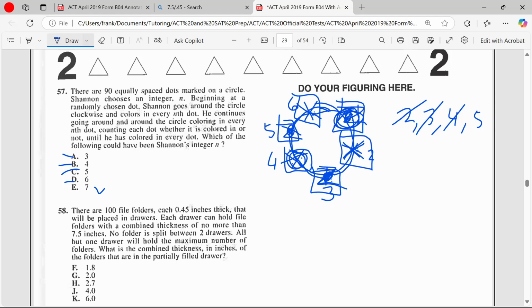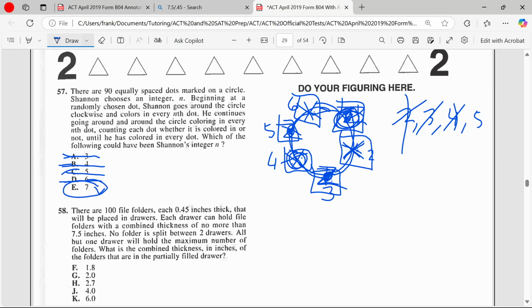So with even numbers, if I started at an even number dot, I only got even number dots. If I started at an odd number dot, I only got odd number dots. And also I could see they repeated the same ones, like with 3, which is a factor of 6. So factors are out and even numbers are out. In this case, it eliminates 6. It eliminates 3. 4 is an even number. 5 is a factor of 90.